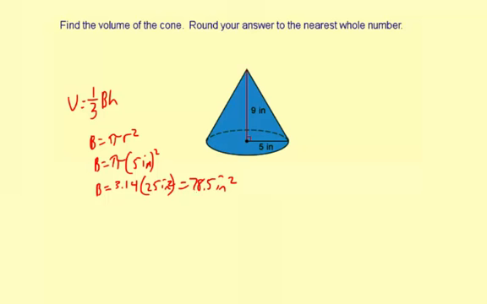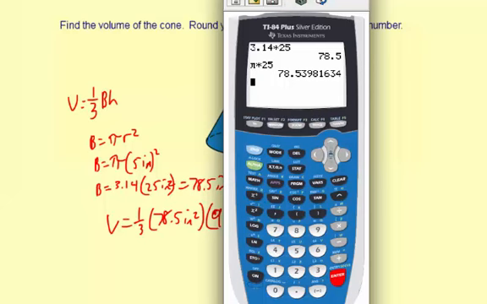Okay, so now we know the base area, we know the height, we can figure out the volume. Volume is 1/3 of the base area, which is 78.5 square inches, then times the height of the cone, which is 9 inches. Okay, now if you want to be fancy, you can simplify the 1/3 and the 9, but I'm just going to do the whole process on the calculator, make sure there aren't any mistakes.